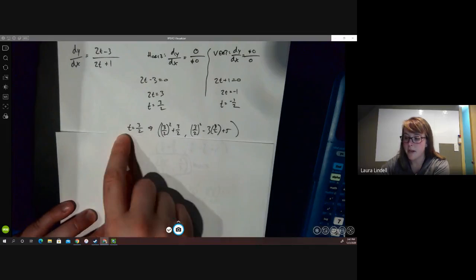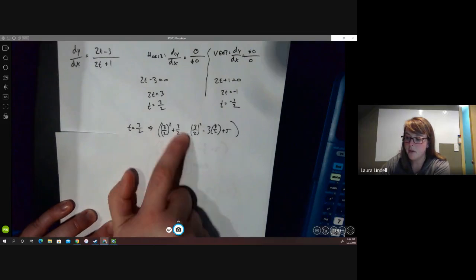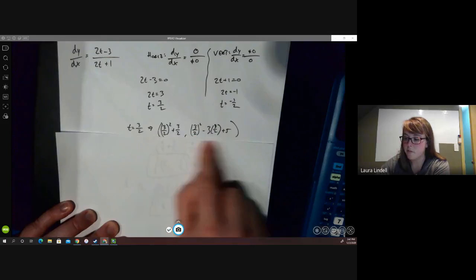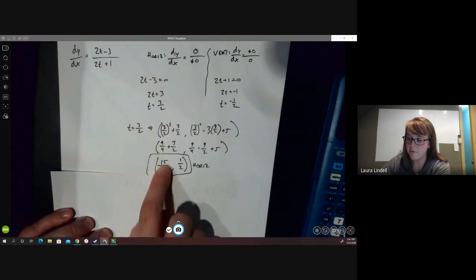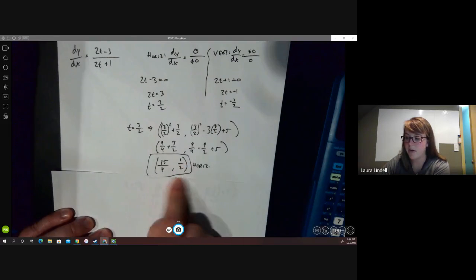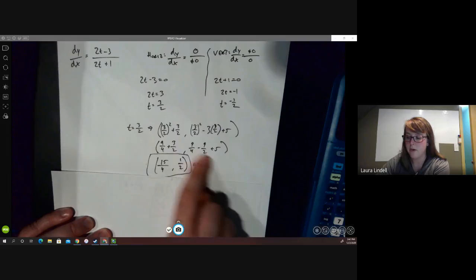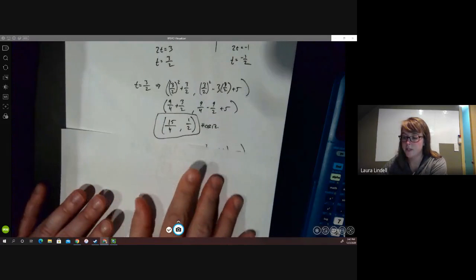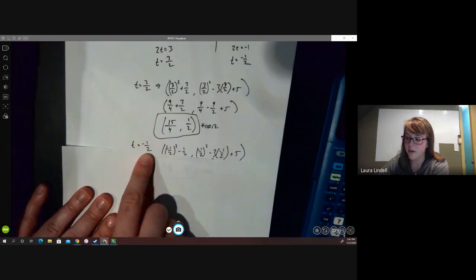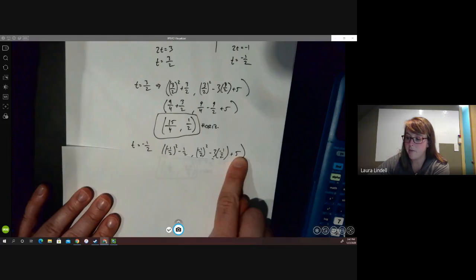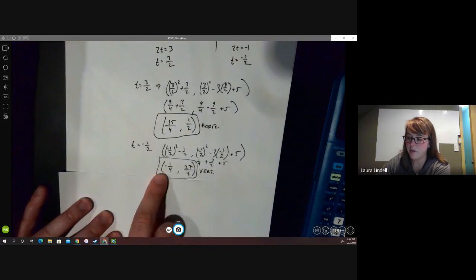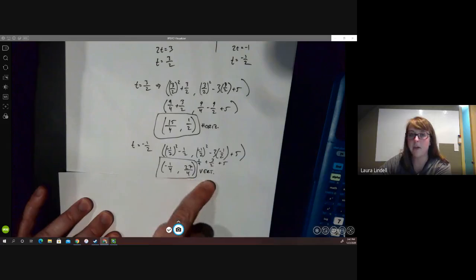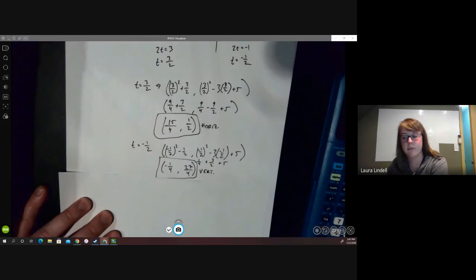So plugging in t equals 3/2 to x and to y, if we simplify both of these things, we should get 15/4 and 1/2 for our x and y values. This is our point where there is a horizontal tangent. Doing the same thing for t equals -1/2, that's what we plug in. And we should end up with -1/4, 27/4 for our point of vertical tangency.